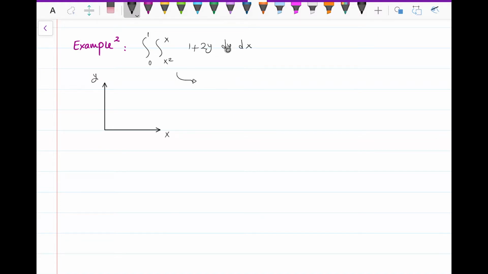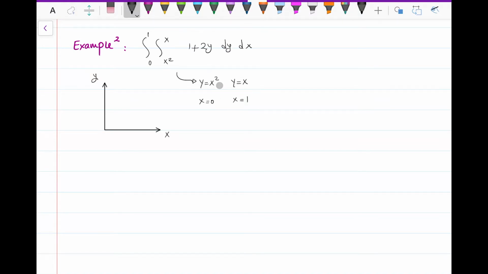The inside one is dy, which means that the bounds I have in here are y equals x squared, and it goes to y equals x. And then the outer integral is the integral from 0 to 1 dx. So x equals 0, x equals 1. Great. So I have all I need.